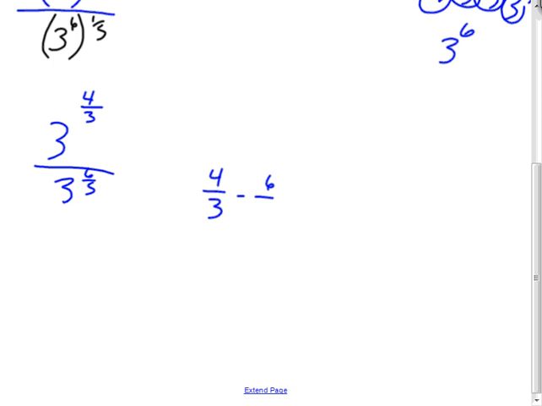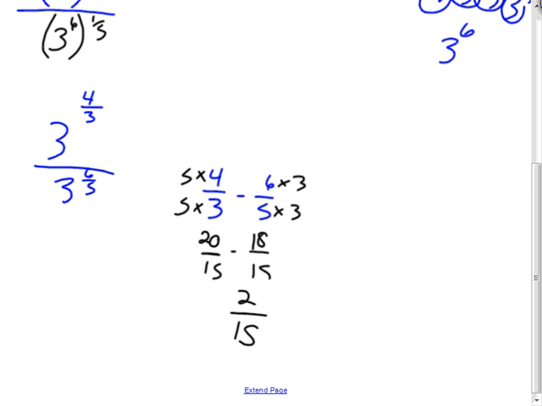4/3 minus 6/5. Get that common denominator when you subtract, remember. So my common denominator is going to be 15. So 3 times 5. So multiply the 4 times 5, which gives you 20. And then this one needs a 3 to get that denominator to be 15. So I also have to multiply the top by 3. So that denominator is 15. My numerator, subtract, is 2.